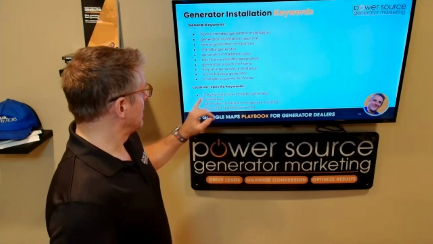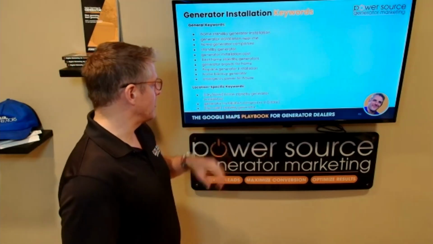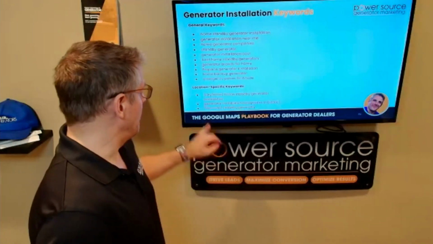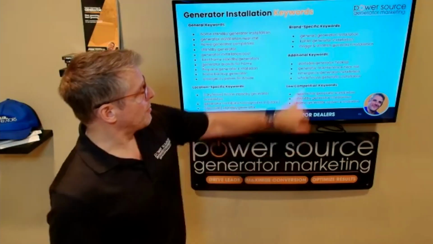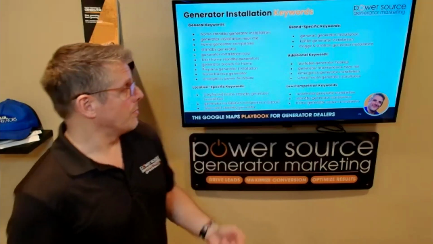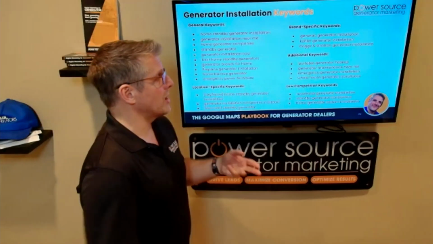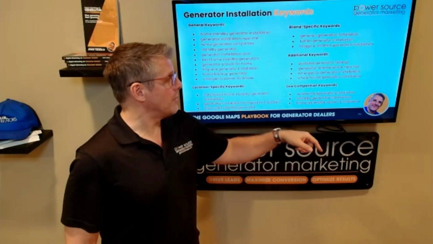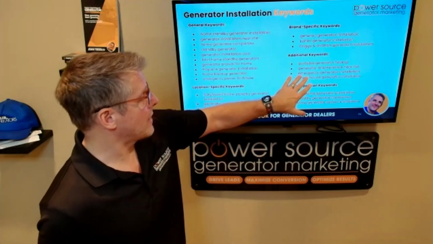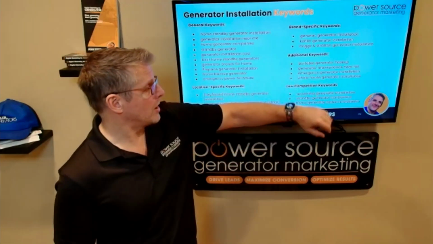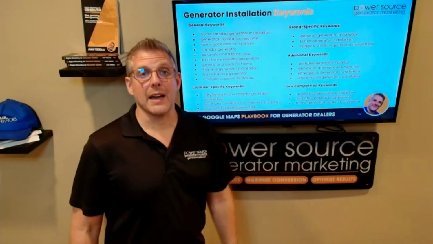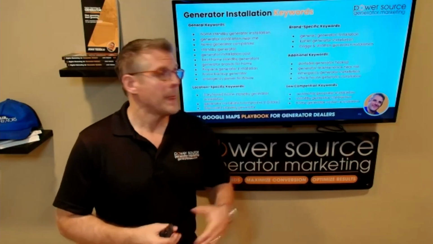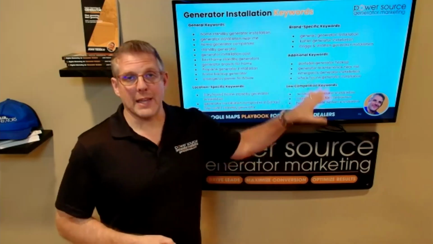Location specific: city and town, home standby generator installation, generator installation companies in city and town. Very important that you do that. Brand specific keywords: Generac generator, Kohler generator, Briggs and Stratton generator. Additional keywords that you might be interested in ranking for: portable generator hookups, generator maintenance near me, that kind of thing. Work these keywords into the content on your pages so that you will start ranking for these keywords.